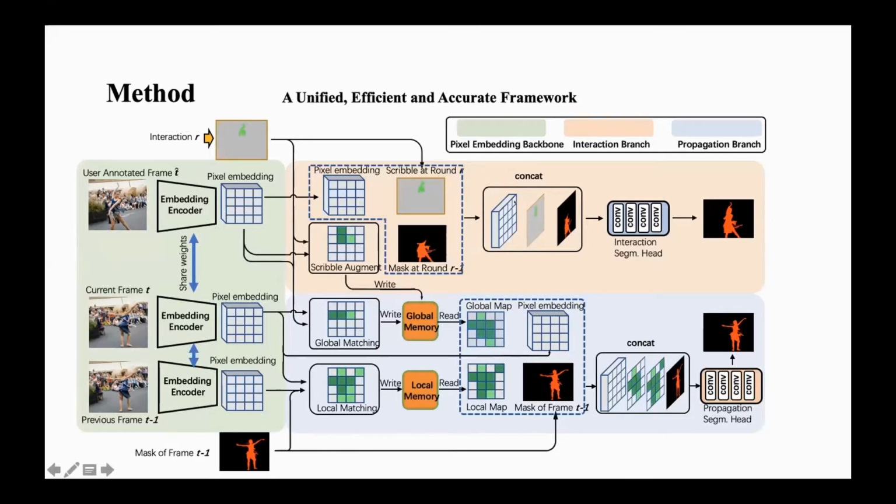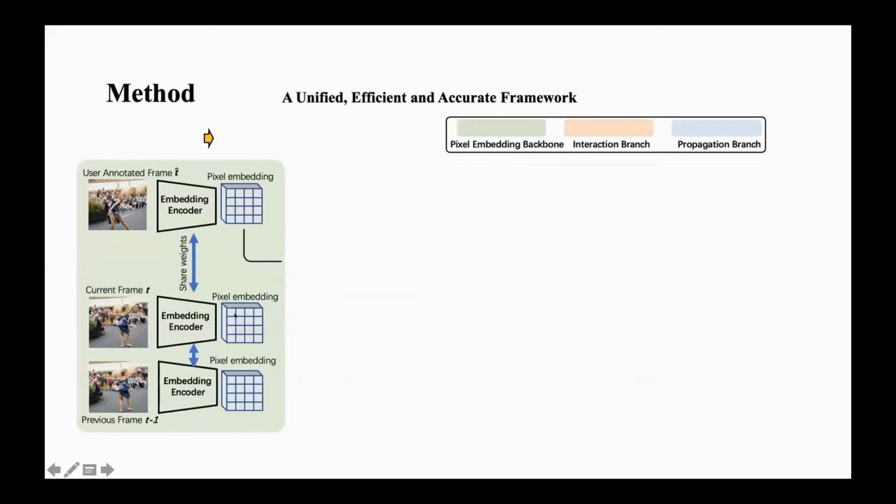It includes three components: the pixel embedding backbone, the interaction branch, and the propagation branch. The pixel embedding backbone uses the embedding encoder to encode each pixel into a pixel embedding. Note that the embedding encoder is only used at the first interaction round. In the next interaction rounds, we directly use the pixel embeddings extracted by the embedding encoder. This operation can save a lot of time.